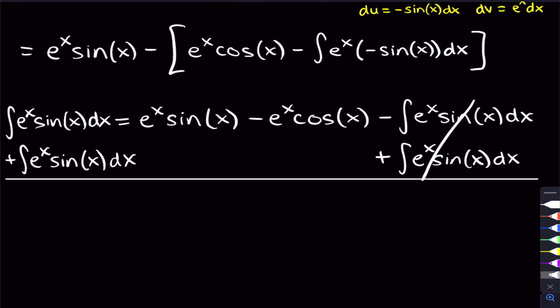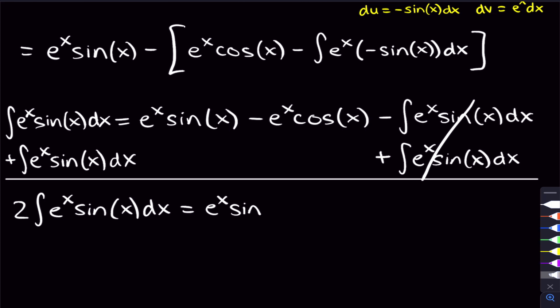When we do that, this goes away, and we have two integrals there, so that's going to be 2 times the integral of e to the x sine x dx. And that's equal to e to the x sine x minus e to the x cosine of x. And the only thing left to do, we're trying to find the value of the integral of e to the x sine x dx. Not 2 times the integral of e to the x sine x dx. So we just have to divide by 2 on both sides.